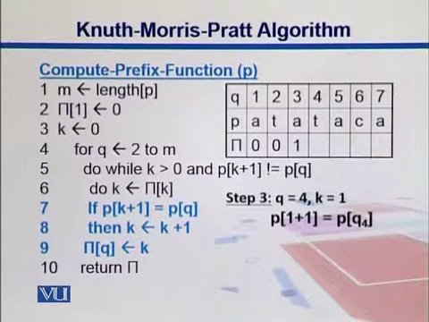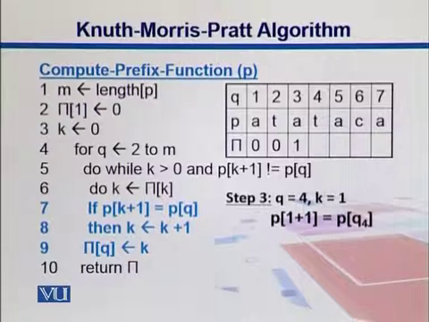But P of K plus 1 is not equal to P of Q. This condition number 5 is not true, so that's why we won't go there. Rather, 7 is true, because here we see that P of 2, at the second position, we have a T. So that matches with P of Q, which is P of 4, and that's also a T. So in this case, we increment the K.